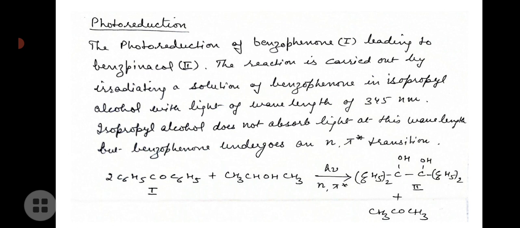The photoreduction of benzophenone leading to benzpinacol is one of the oldest and most thoroughly investigated photochemical reactions. The reaction is carried out by irradiating a solution of benzophenone in isopropyl alcohol with light of wavelength 345 nm. Isopropyl alcohol does not absorb light at this wavelength, but benzophenone undergoes an n to pi star transition.